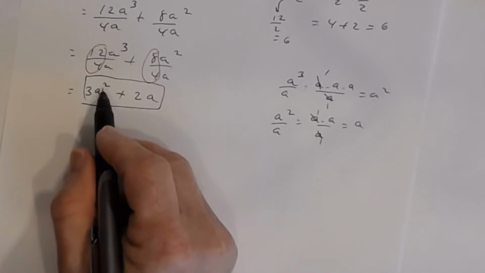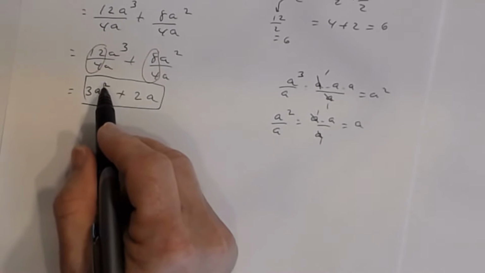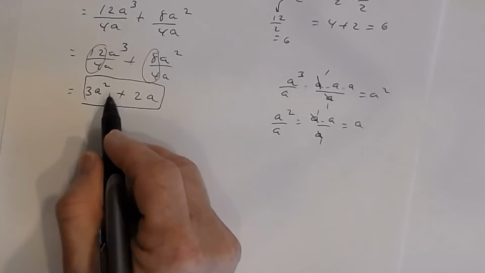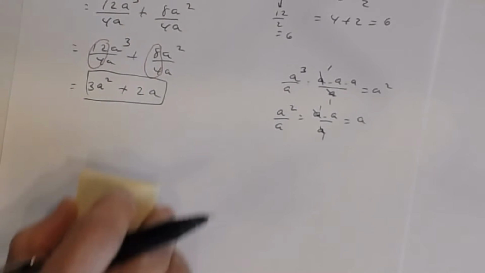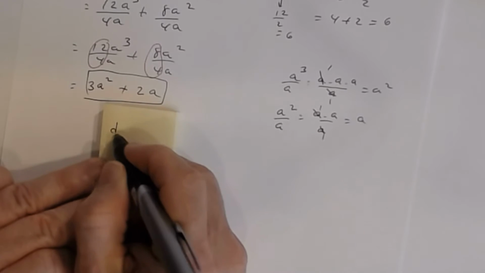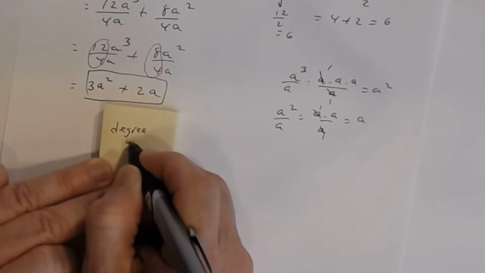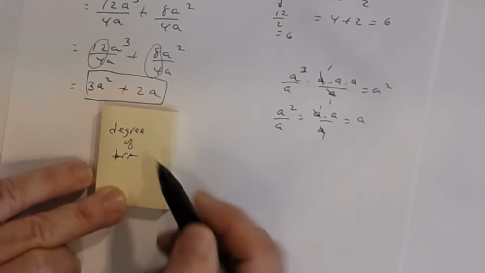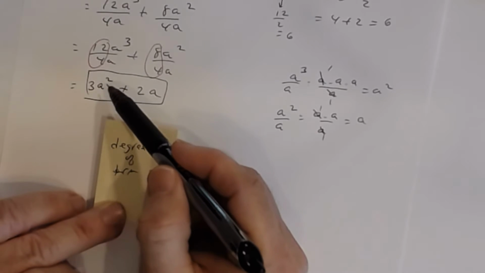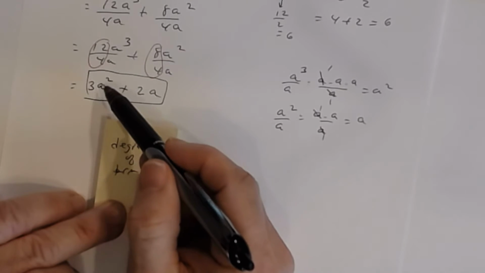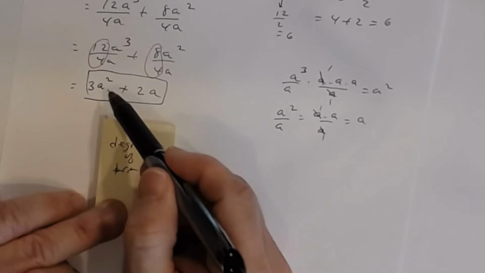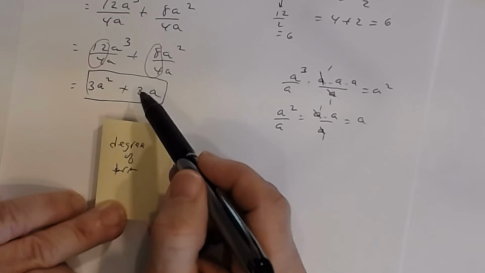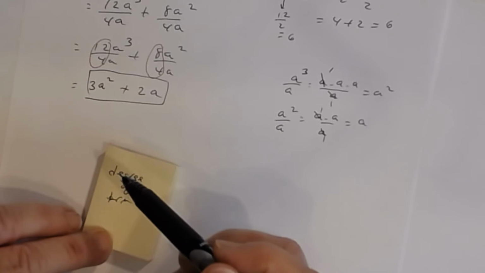These are not like terms because this term has exponent 2, and that's called the degree of that term. Let me go ahead and write it on here. I'm using the words degree of term. So the degree of this term is 2, the largest exponent that you see there, because there's only one variable. And the degree of this term here is 1. So the exponents are different, you cannot combine them, so there's your answer.